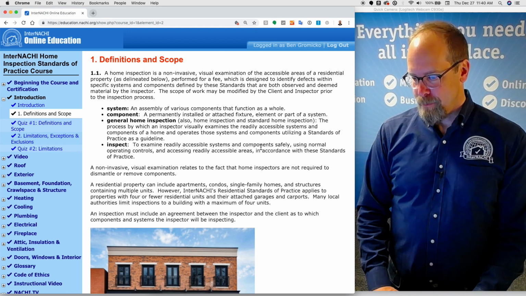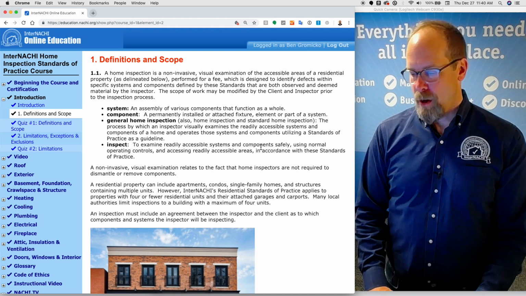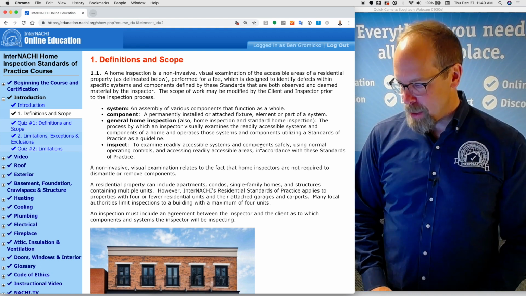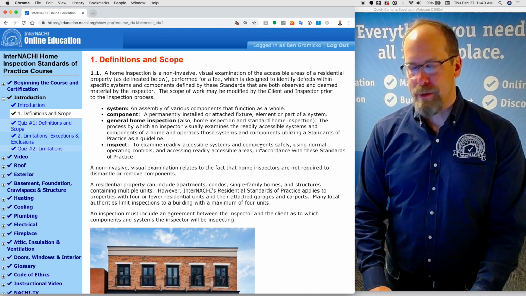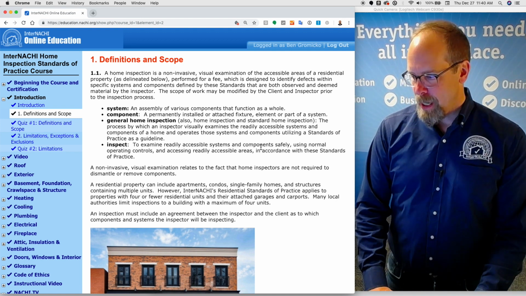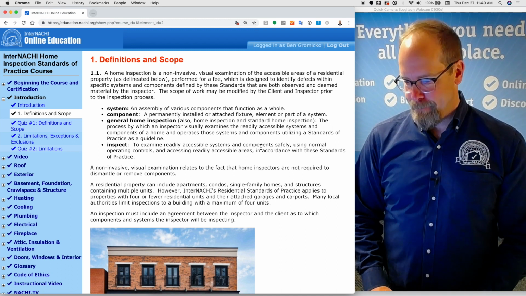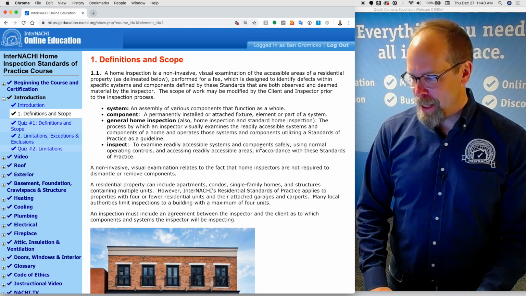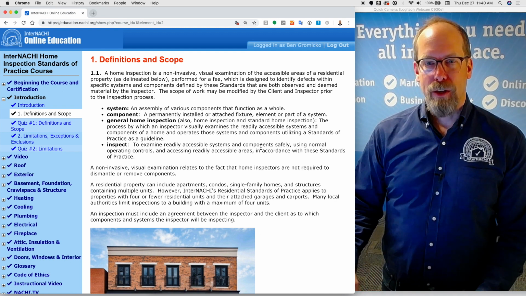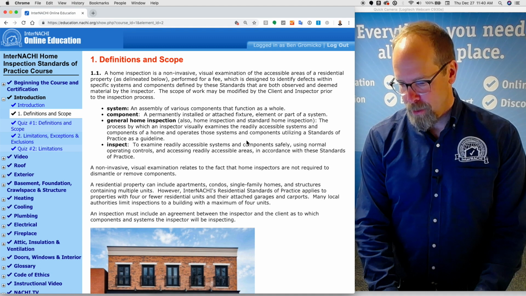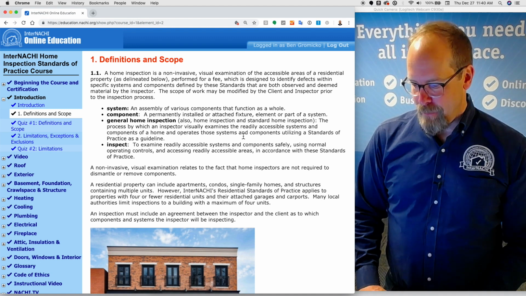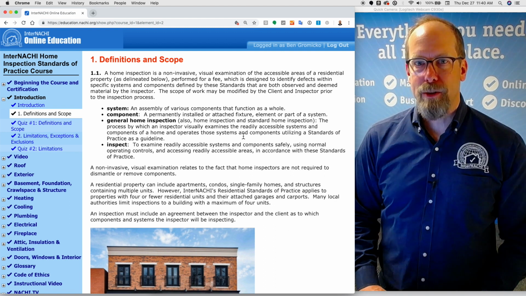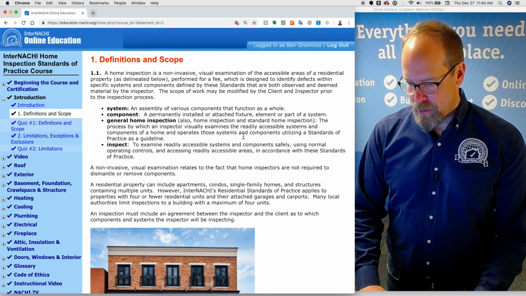And a general home inspection, also called a home inspection or a standard home inspection, is the process by which an inspector visually examines the readily accessible systems and components of a home and operates those systems and components using the standards of practice as a guideline. And the word inspect, we use that a lot, means to examine readily accessible systems and components safely using normal operating controls. A non-invasive visual examination relates to the fact that home inspectors are not required to dismantle or remove components.